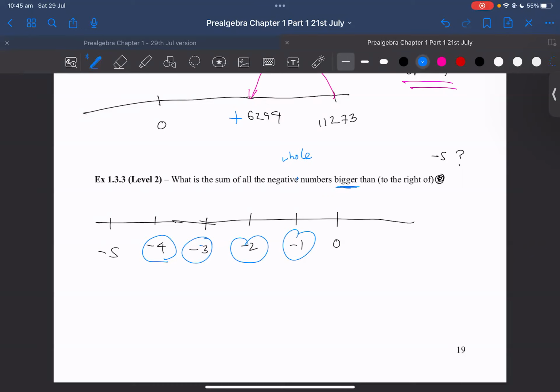It's just all the negative numbers that are bigger than -5, to the right of -5: -4, -3, -2, -1. And to get the answer, just add those 4 together. And when you do, what do you get? I got -10. And I want you to check that answer as well. So do it yourself. See if you get -10 as well.